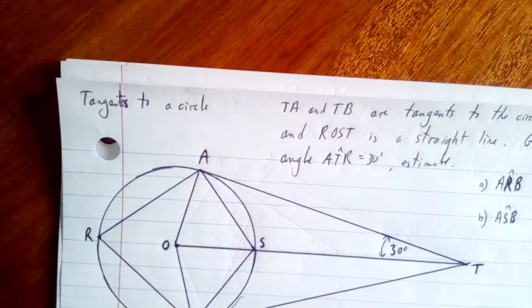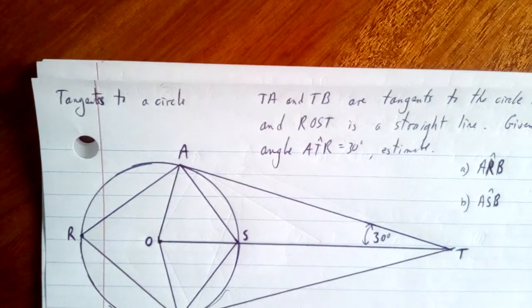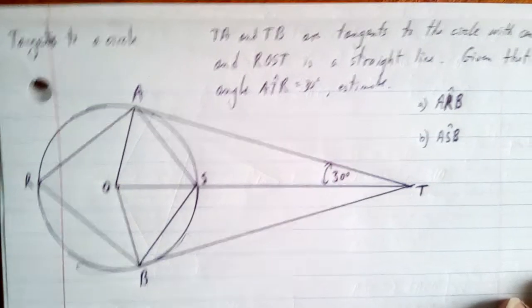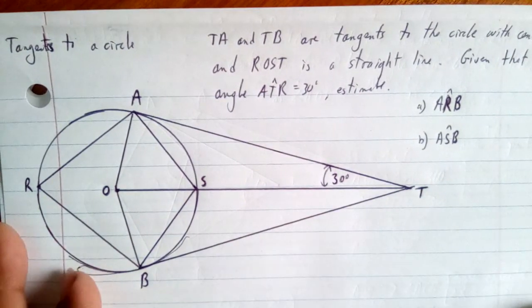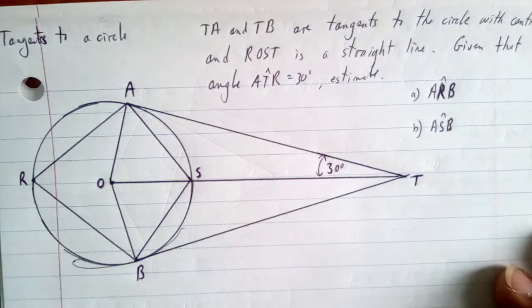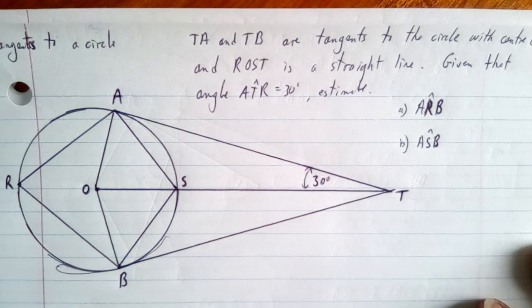Okay, here we have a few more examples on tangents to a circle. So let's look at the diagram carefully. We have this point here. This may be slanted this way. You just need to orientate it to suit your visual.